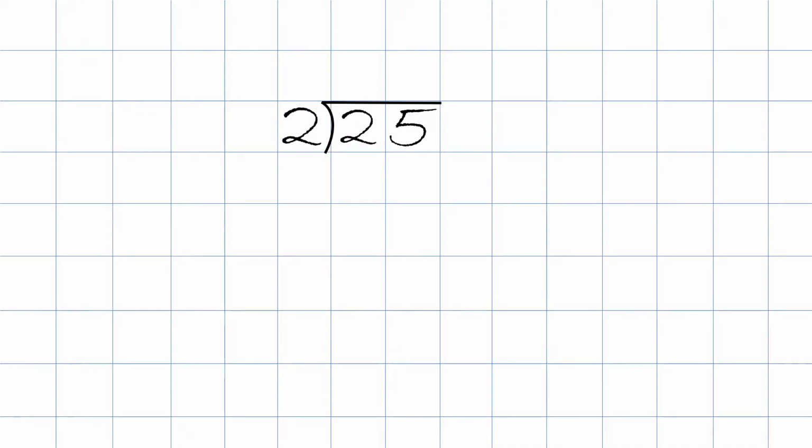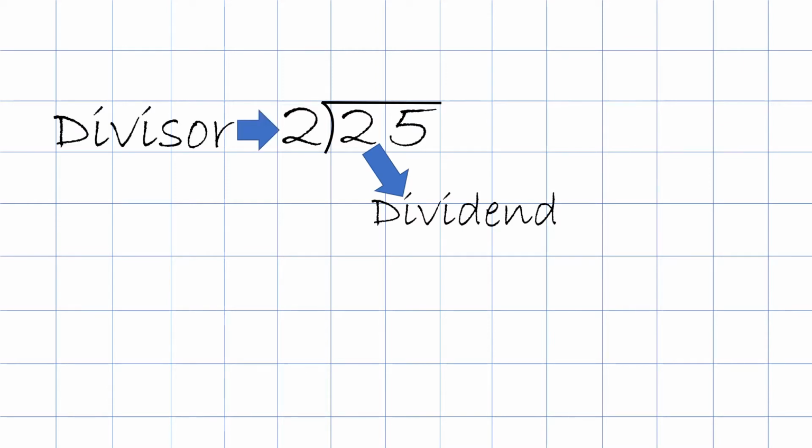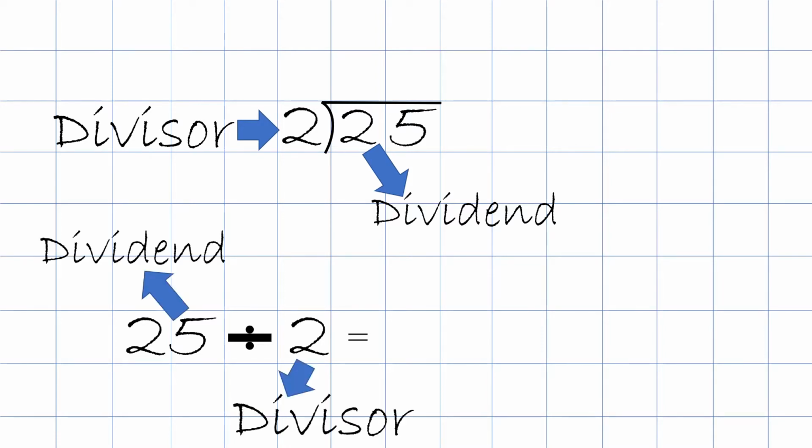Today in front of us we have 25 divided by 2. One of the ways to write it is like this, and 25 will be the dividend and 2 will be the divisor. Another way to write it out is the long way, where we write out 25 divided by 2. Once again, 25 is the dividend, 2 is the divisor.